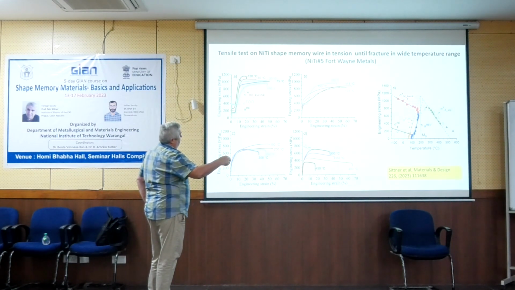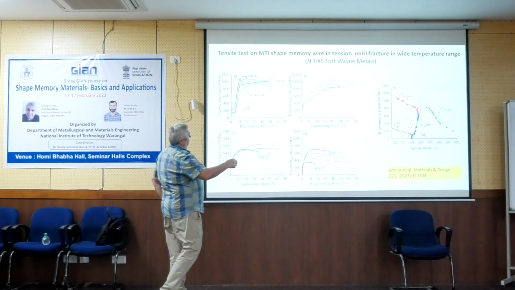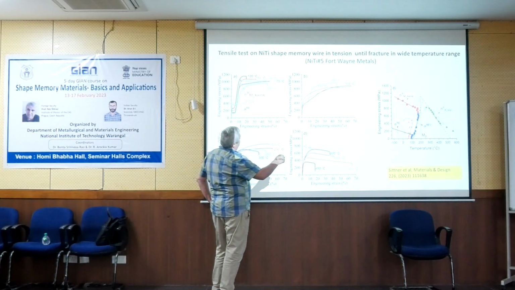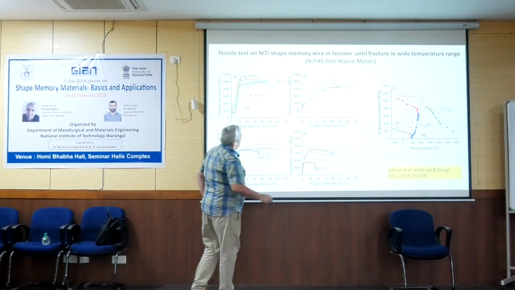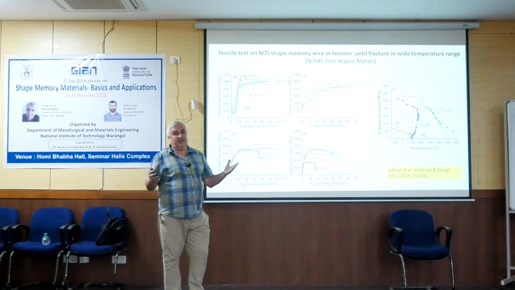But you have the change here, and also you have the change here. So here you have austenite to martensite transformation. Here also 115, but at 135 you already do not have the plateau, and here you have it like this. So how can this be understood?